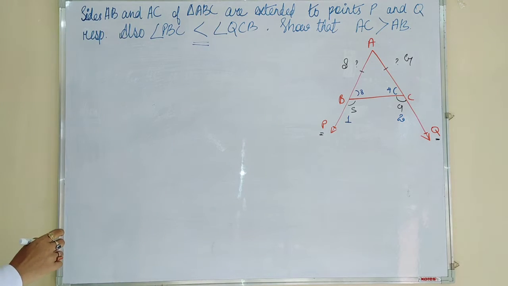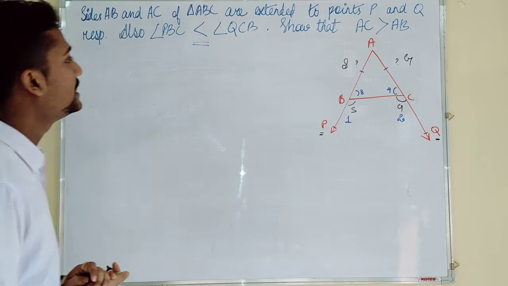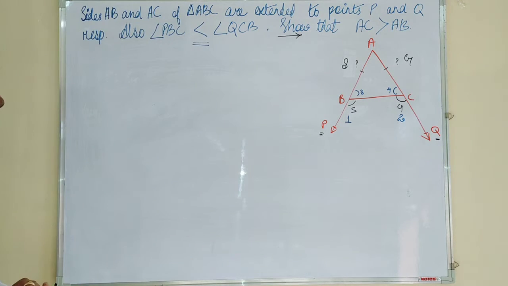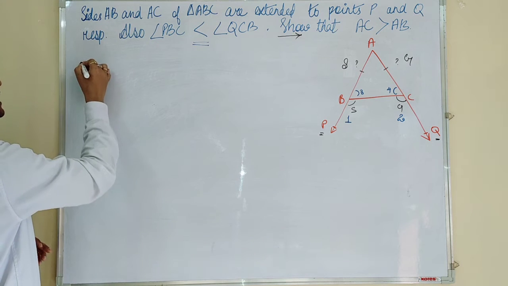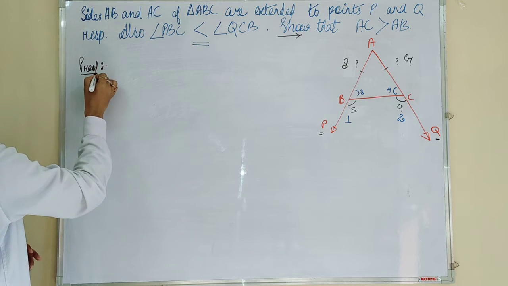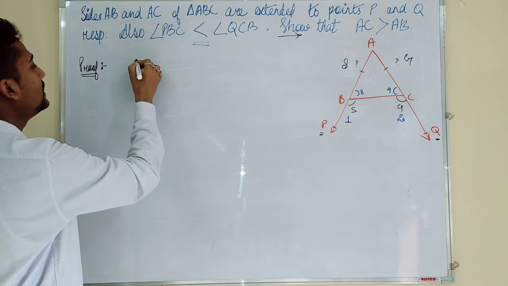Now the given part you can easily mention from the question that is given, isn't it? And the required to prove is clearly mentioned: you have to write AC is greater than AB. Required to prove will be AC is greater than AB. So I start with the proof part. Now, what is given in this particular question?